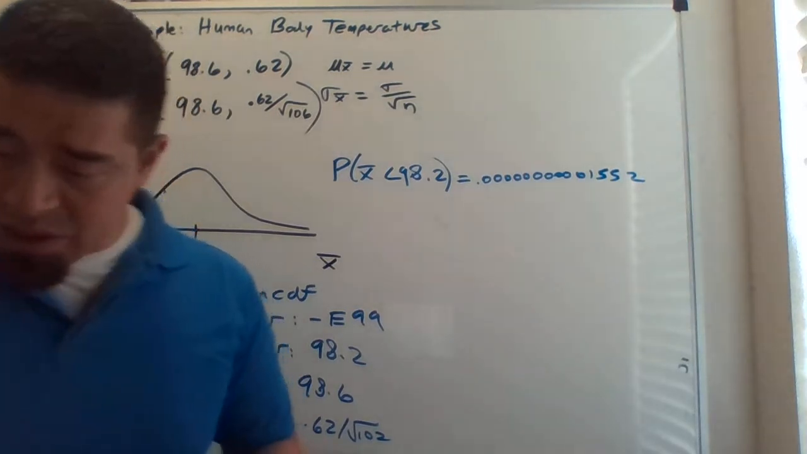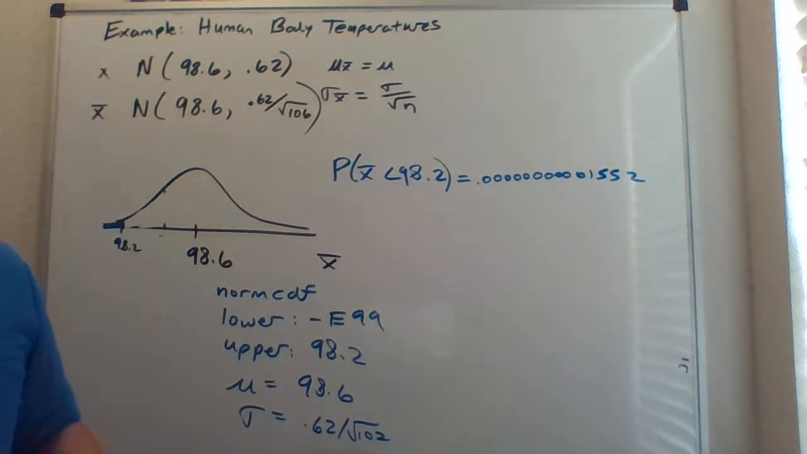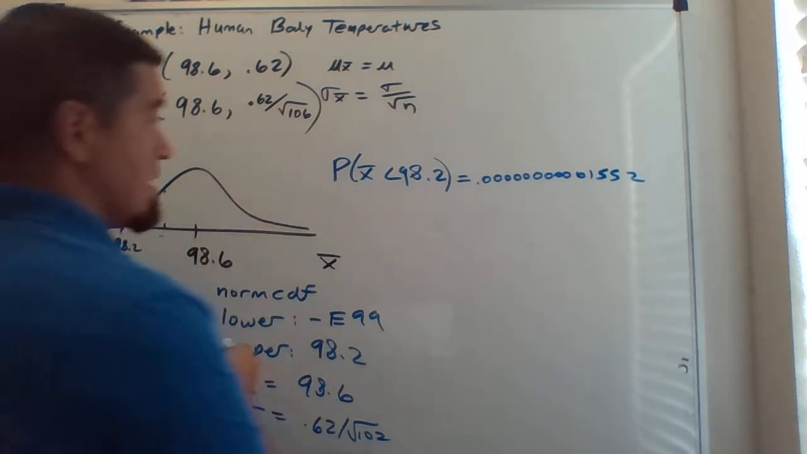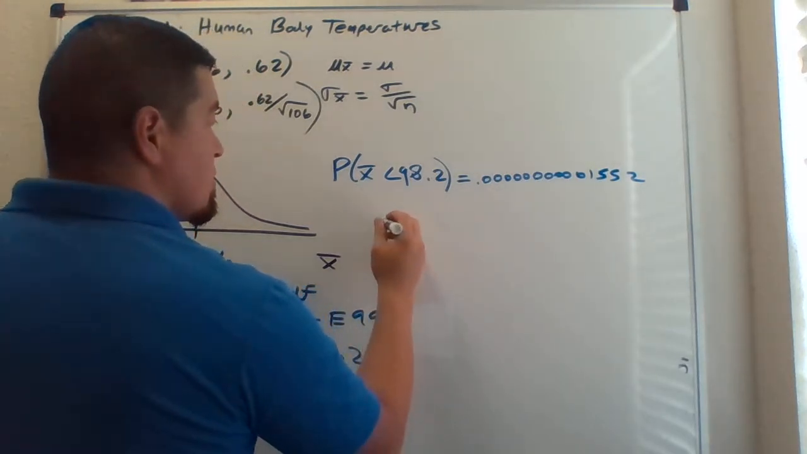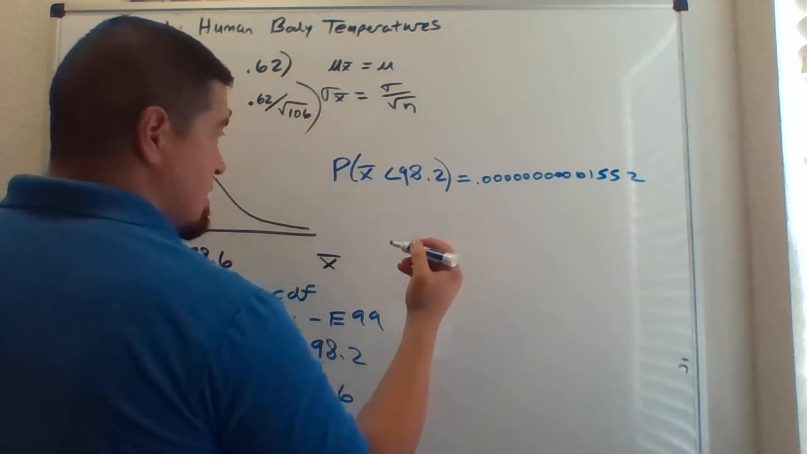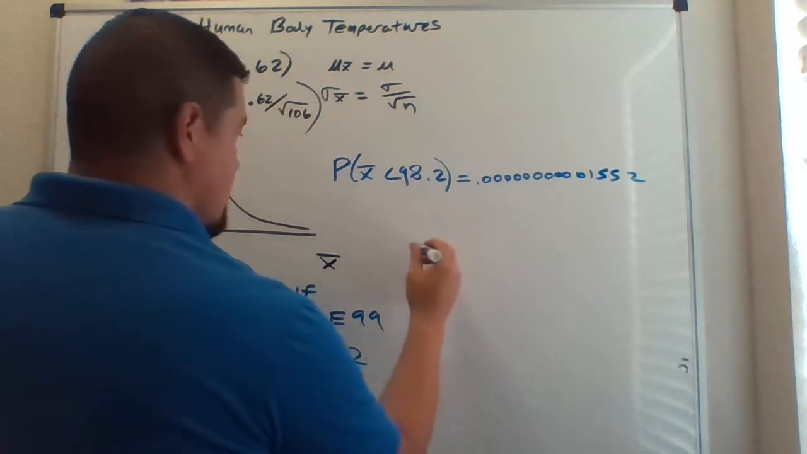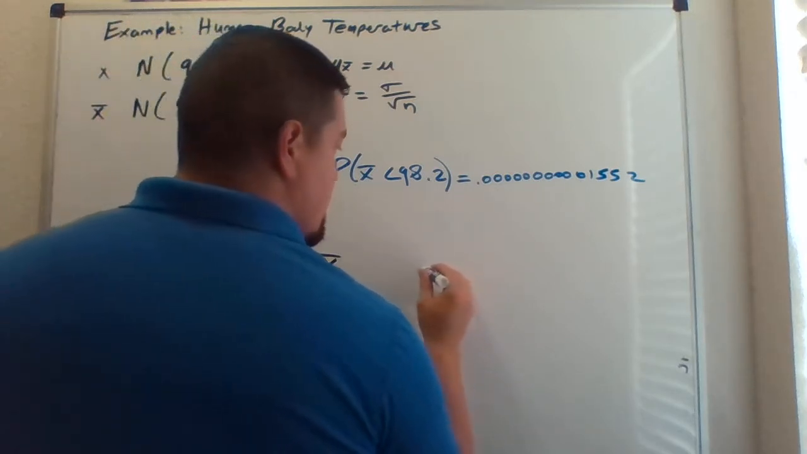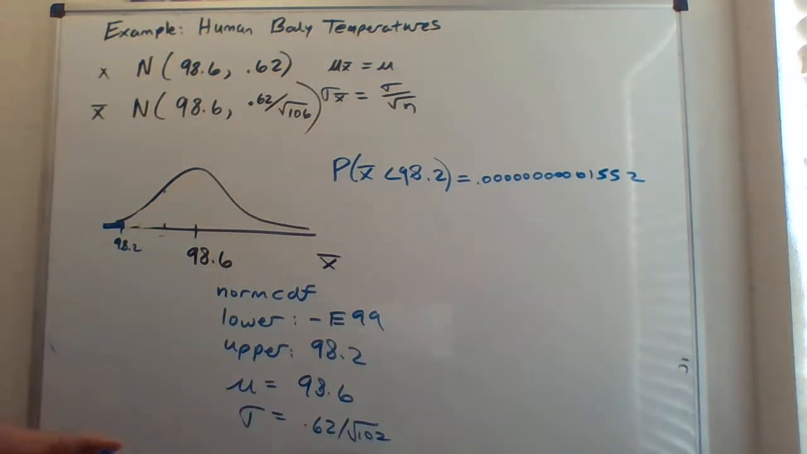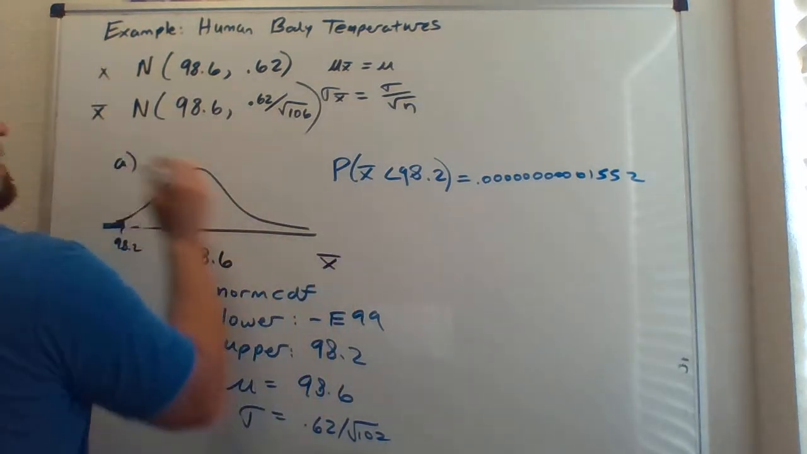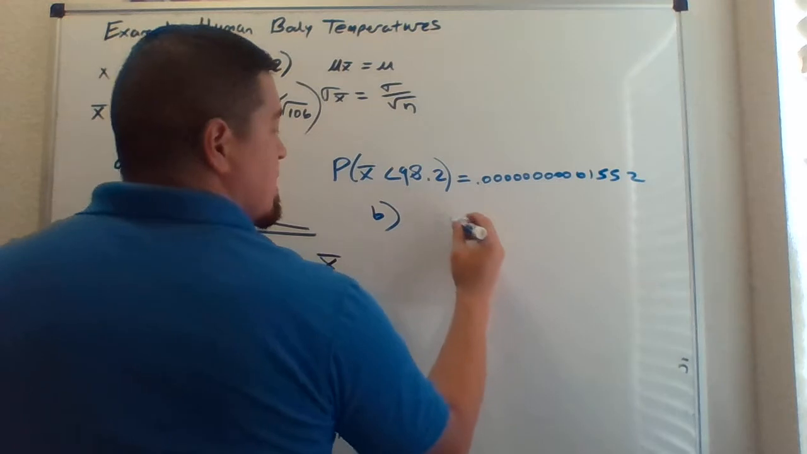There's follow-up questions. It says find the probability that an individual has a temperature less than 98.2 degrees. So this is a group of 106. So now we want the probability that an individual is, where do I do this? I could do it right here. This would be A, right? I'll call this one A. I'm going to call this one B. Okay, so the probability that an individual.